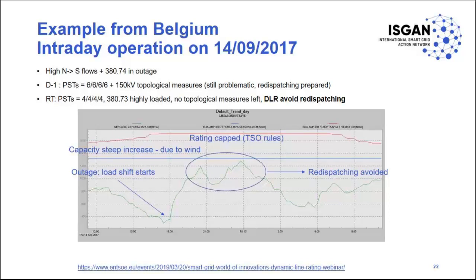Energy exchange between Germany and France, which inevitably flows through Belgium, was settled on the day-ahead market, so they were expecting high north-to-south flows on the backbone transmission network, especially in the evening peak hours when demand picks up, and when Germany had plenty of wind energy to export.